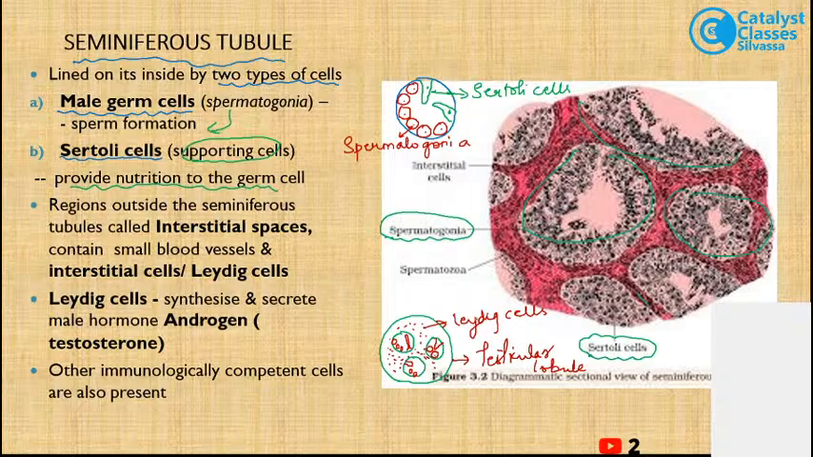ठीक है, अब ये Leydig cells का function क्या है? They synthesize and secrete the male hormone, that is androgen. To be very specific, it is testosterone. इसके अलावा ये Leydig cells जो है वो दूसरे immunologically competent cells भी सेलेक्ट करेंगे. Immunologically competent cells also are going to be present in between these Leydig cells or in the interstitial space.